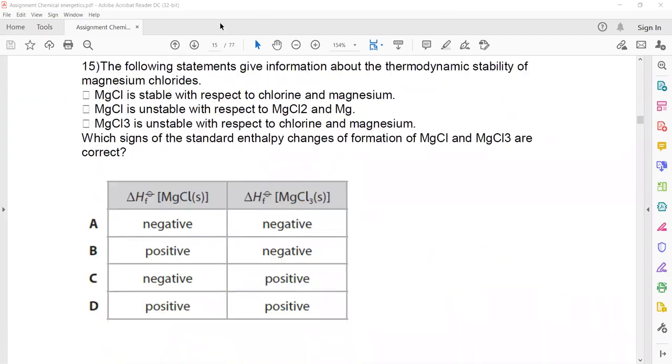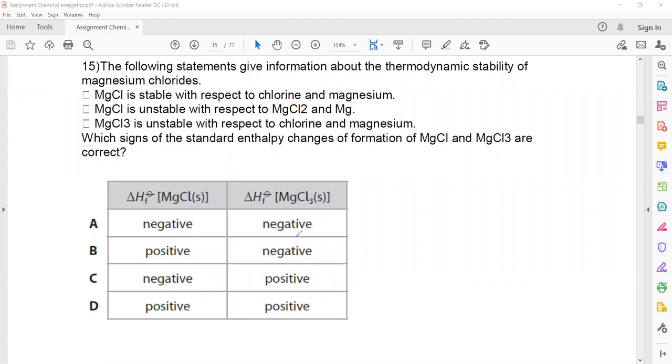In question 15, the following statements are there as shown. Magnesium chloride is stable with respect to magnesium and chlorine. MgCl is unstable as compared to MgCl2 and Mg. And MgCl3 is unstable with respect to chlorine and magnesium. Which signs of standard enthalpy change of formation for MgCl and MgCl3 are correct?